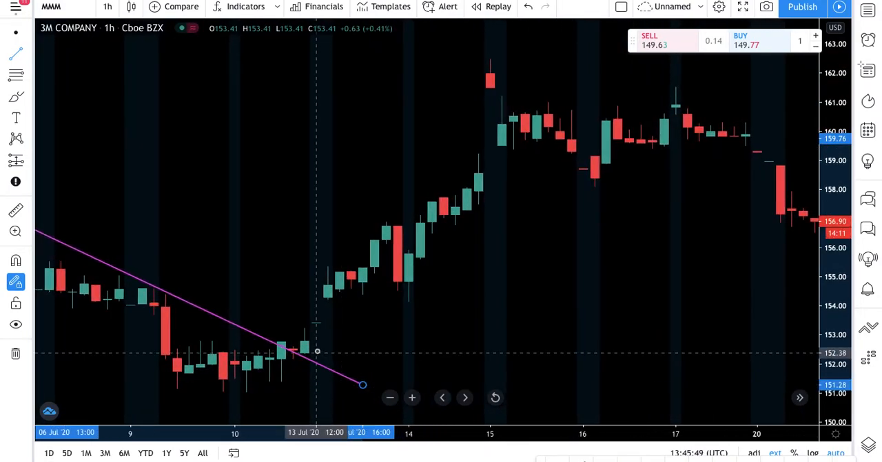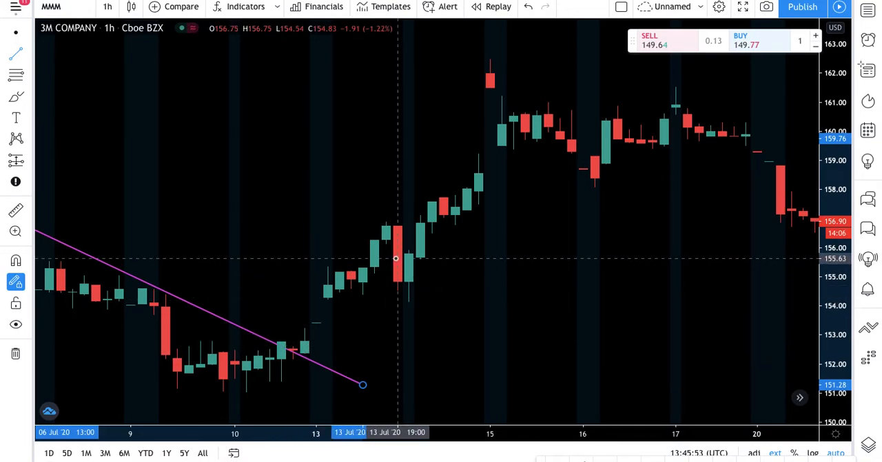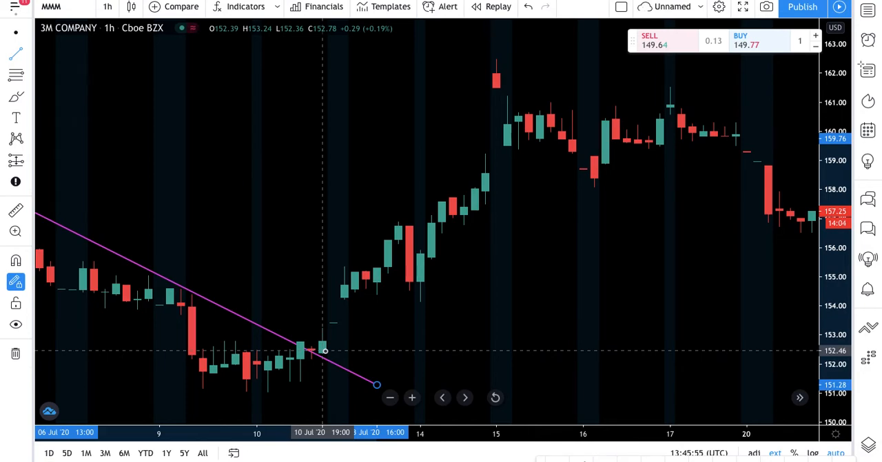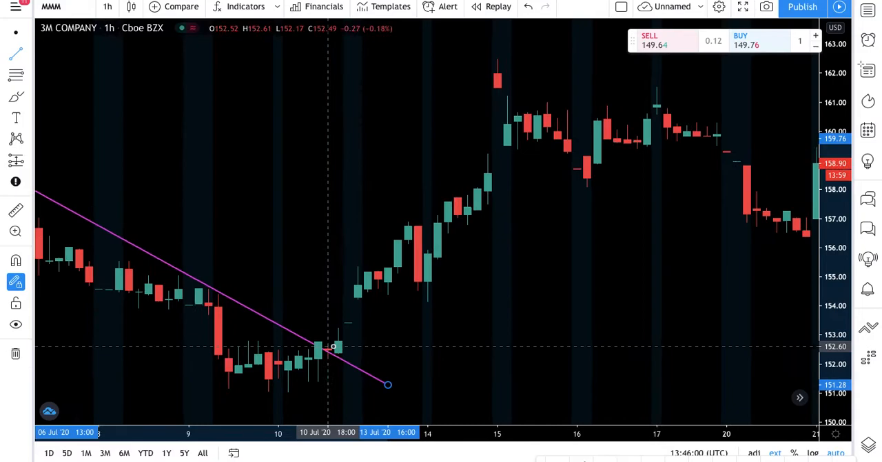And we could have said that this candle could have possibly been the confirmation of the bullish uptrend, as it was able to sustain above the trend line, and this would have been our possible downtrend.